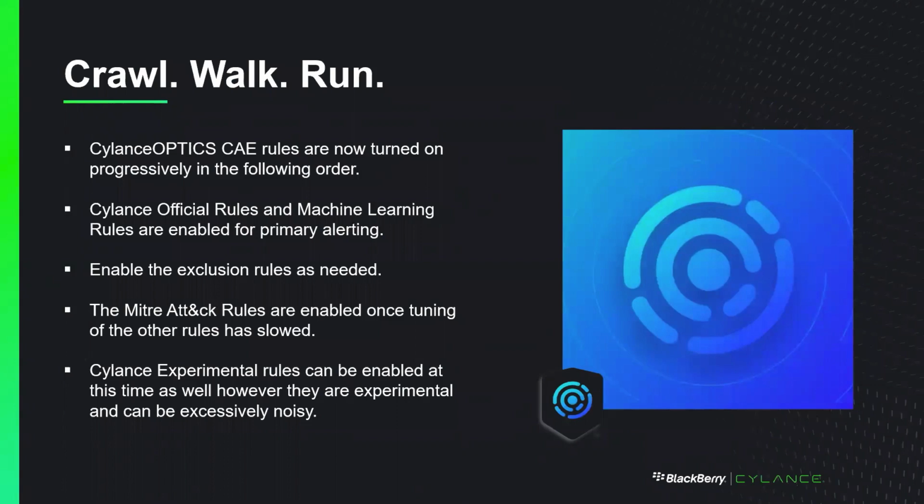Once you get through that, and again, crawling, walking, running, these all build on each other, right? The Cylance experimental rules are kind of exactly that. They're more in depth. They're designed to surface things like APT and this sort of stuff. So really in-depth analysis that is going to surface the obscure. They can be noisy, right? They need to be tuned. And again, make sure that you lay that on a foundation of not only prevention, but those official rules, the machine learning rules, the exclusion rules, the MITRE ATT&CK rules, and then from there, start going into some more of these advanced and customized CAE rules and things like that.